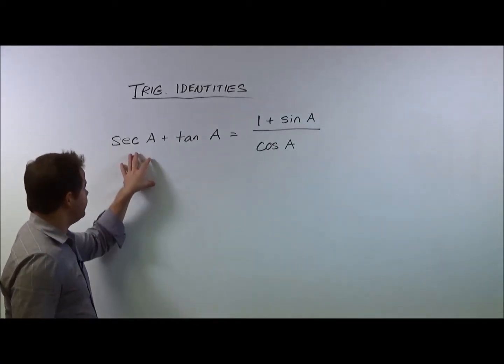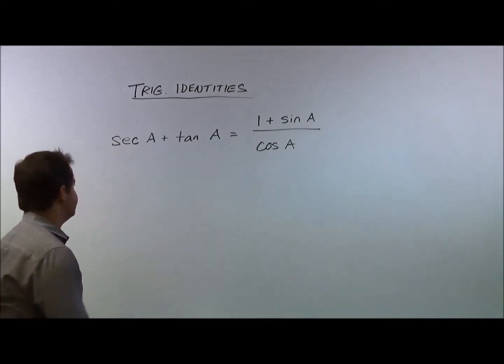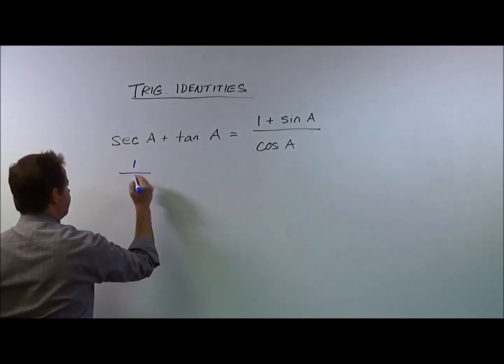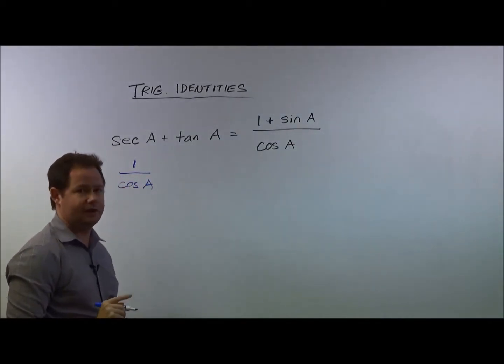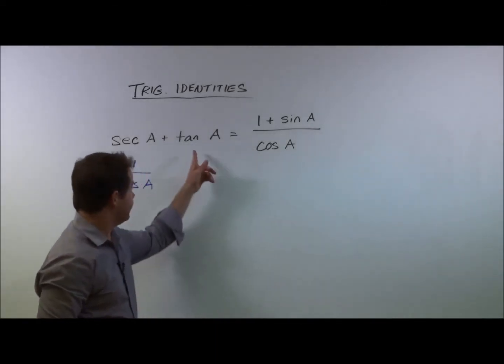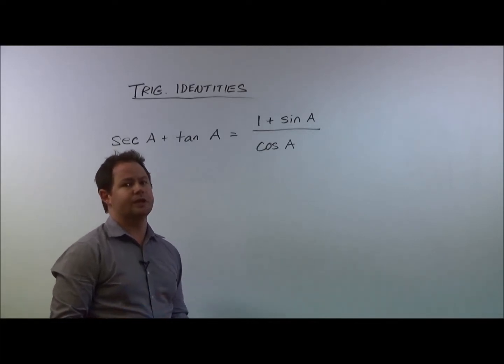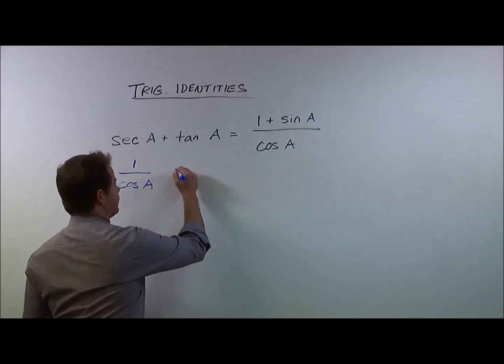So for secant of A, if we think of our reciprocal identities, secant is equal to 1 over cosine. So this is the equivalent of saying 1 over the cosine of A. And tangent, as you probably got introduced to even when you were first learning unit circle in pre-calc, you probably got exposed to the fact that tangent is equal to sine over cosine.